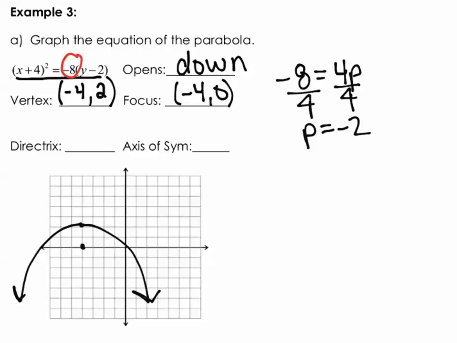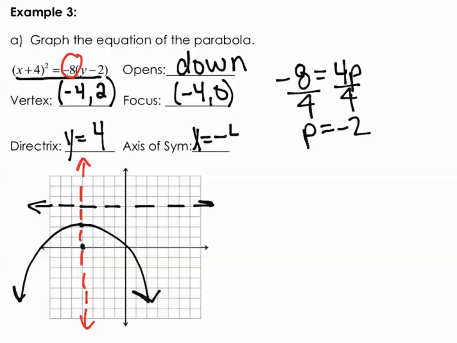So from my vertex, I'm going to go up 2 and put that nice horizontal line. And remember that a horizontal line is going to be y equals, and this line goes through +4. And then you want to finish that off with your axis of symmetry, which goes straight through the vertex, and in this case is a vertical line, so we're talking about x equals, and we've got that x equals -4.